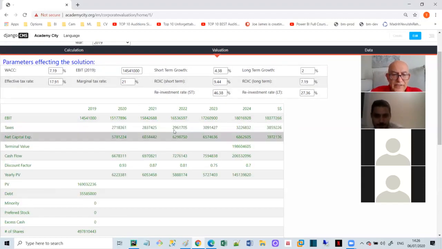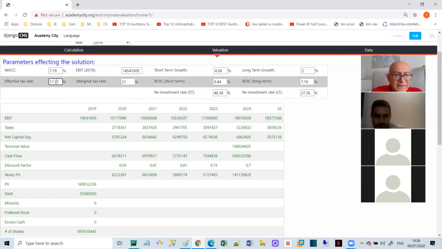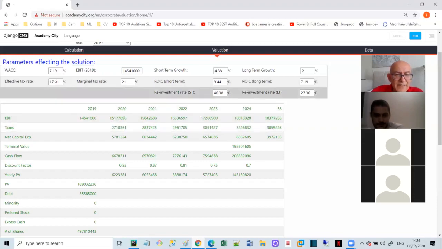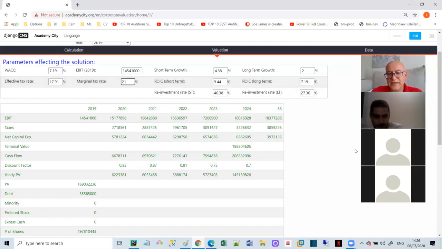When you do the other years, how do you calculate those numbers? Let's say this number, how do I calculate it? It's effective tax rate times the EBIT. So this is different. Here I take, for taxes, the effective tax rate. For the steady state, we use the marginal tax rate.